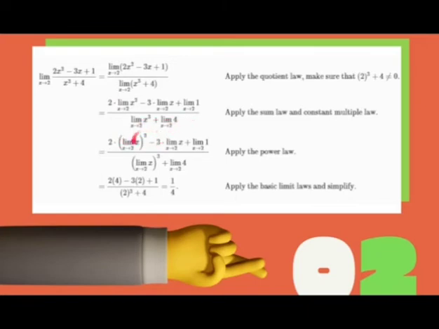Next, apply the power law, where the power of the function is also the power of the limit. And then lastly, substitute 2 to all of the x variables since it is stated that the limits are found as x approaches 2. This now results to 1/4.